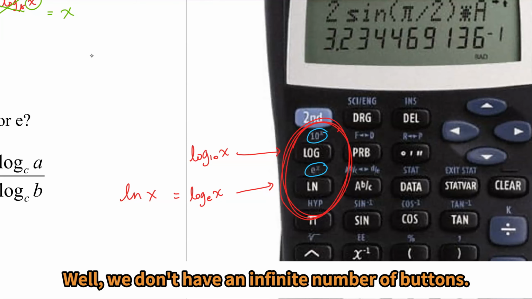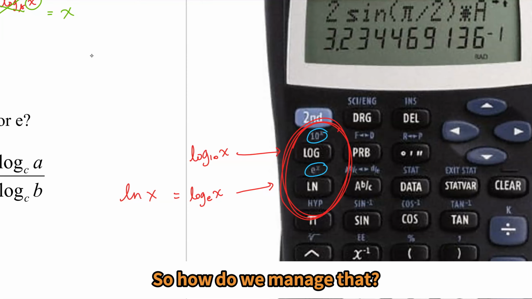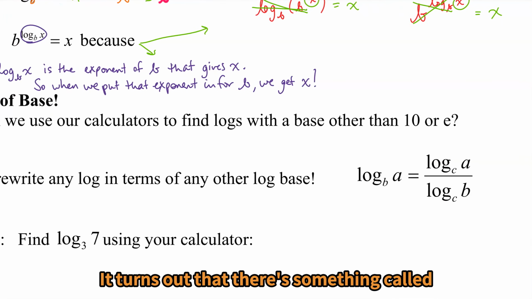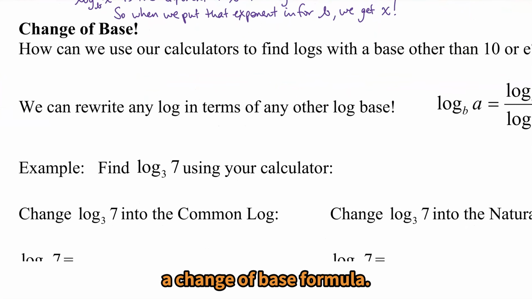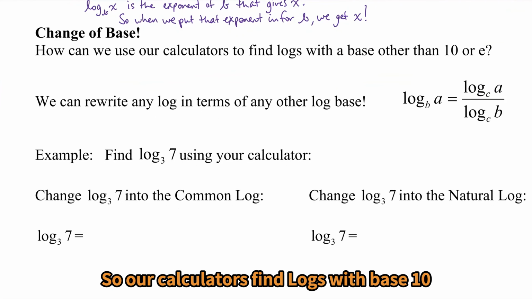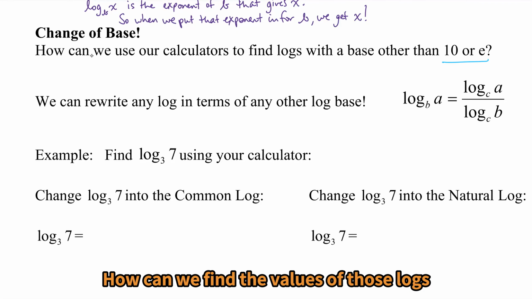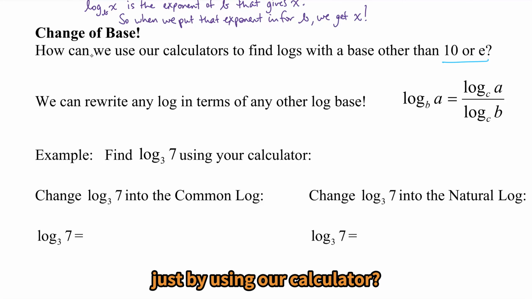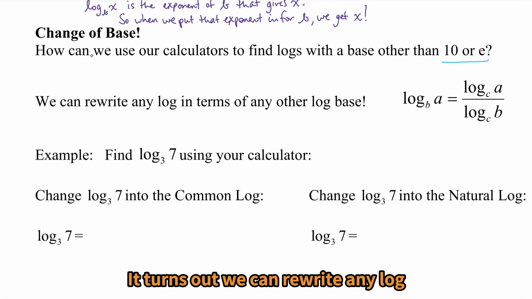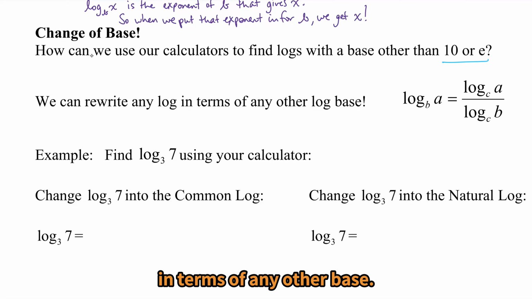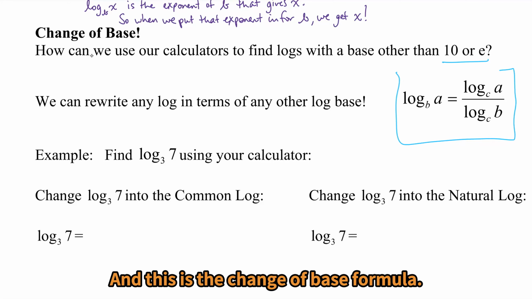Well, we don't have an infinite number of buttons. So how do we manage that? It turns out that there's something called a change of base formula. Our calculators find logs with base 10 or base e, but we could have other logs. How can we find the values of those logs just by using our calculator? It turns out we can rewrite any log in terms of any other base, and this is the change of base formula.